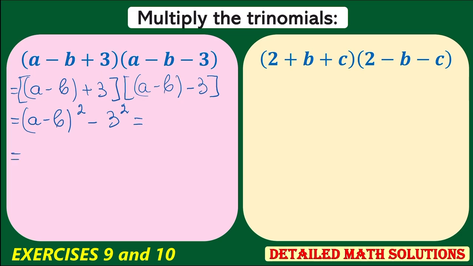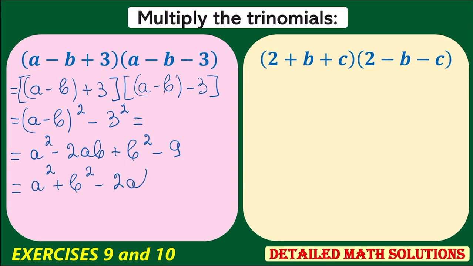When I simplify further and apply the formula for binomial square a minus b in parentheses squared, I get a squared minus 2ab plus b squared minus 9. And when I write this polynomial in standard form, I get a squared plus b squared minus 2ab minus 9.